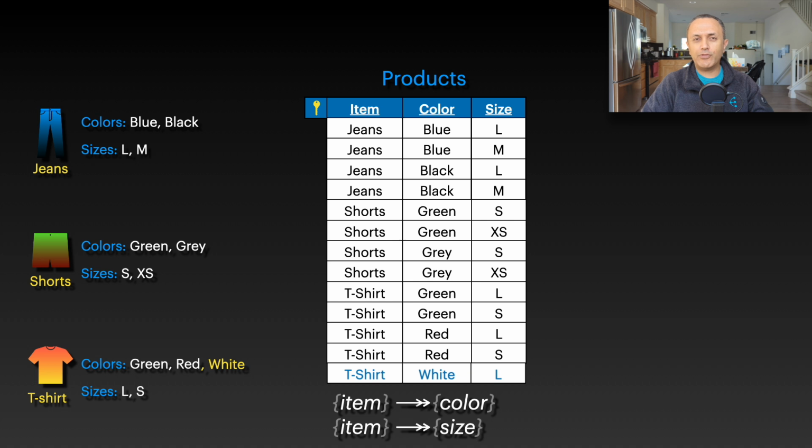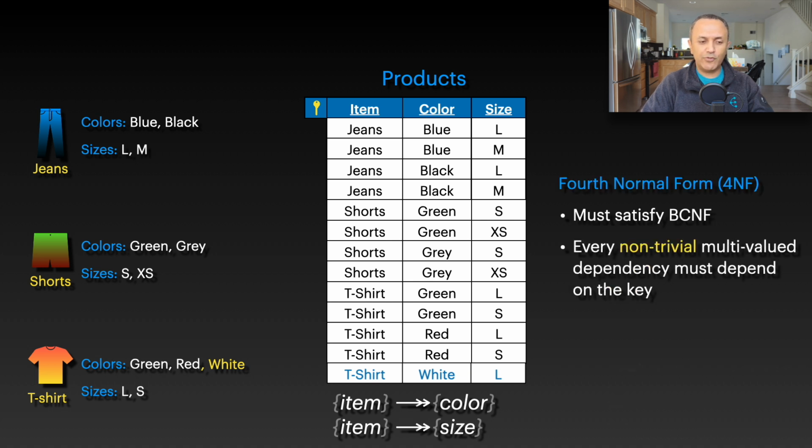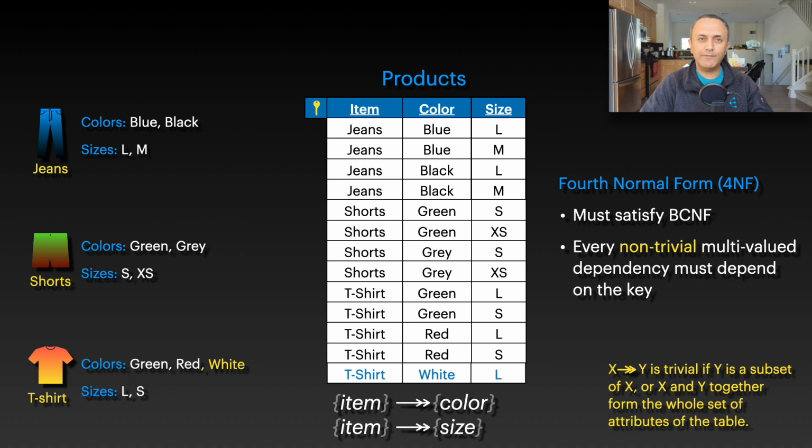Let's go to the fourth normal form definition or criteria. Fourth normal form must satisfy BCNF. And also it says that every non-trivial multi-valued dependency must depend on the key. There's a lot to unpack here. What is a non-trivial multi-valued dependency?